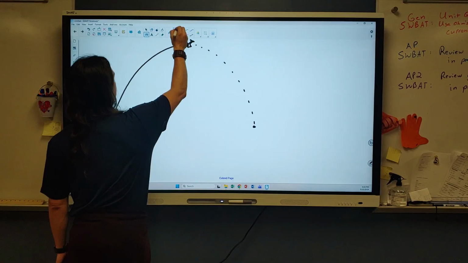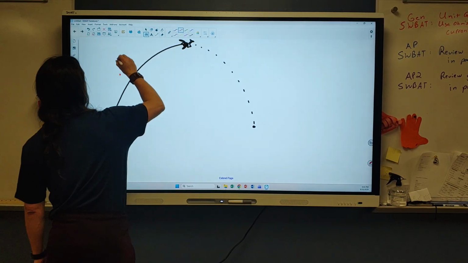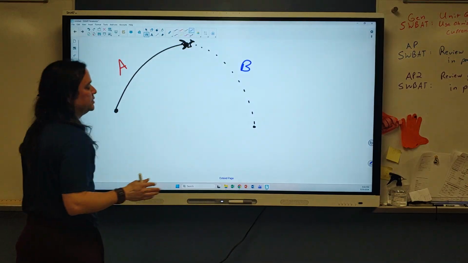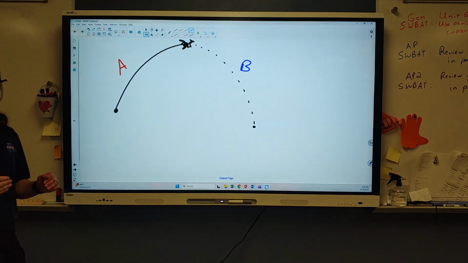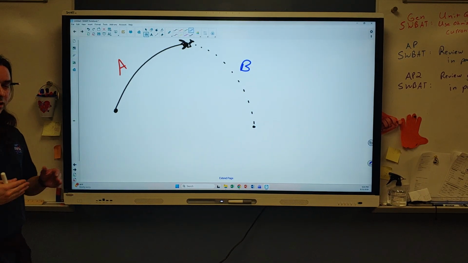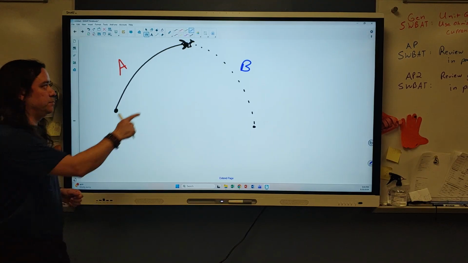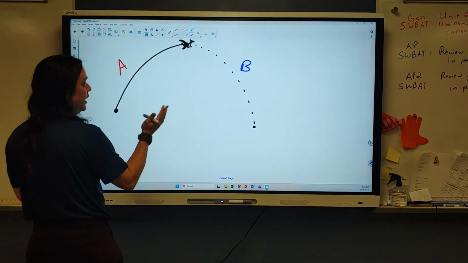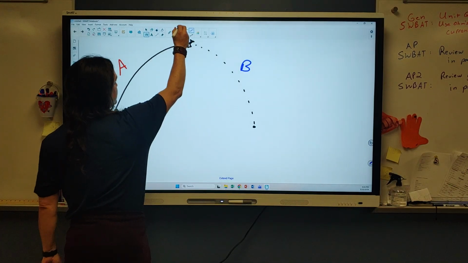I'm going to break this up into sections. I'm going to call this one motion A. I'm going to call this one motion B. The reason that I have to split them up is I have different values for the velocities of the objects because of the explosion that happens very quickly up here. The explosion happens in a very short amount of time, I'm pretty certain it says.